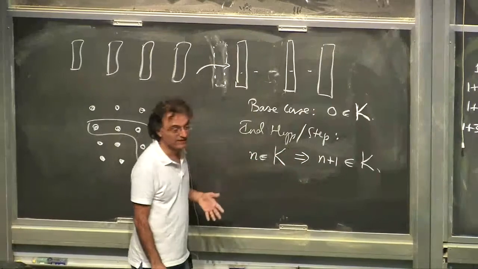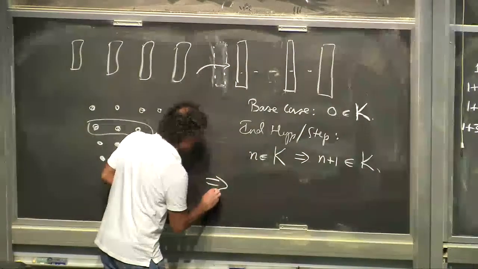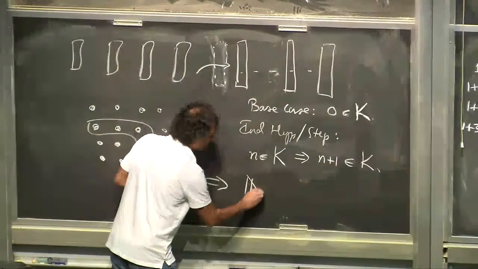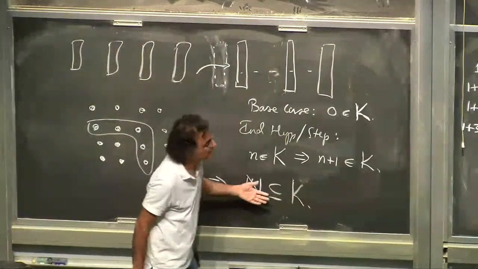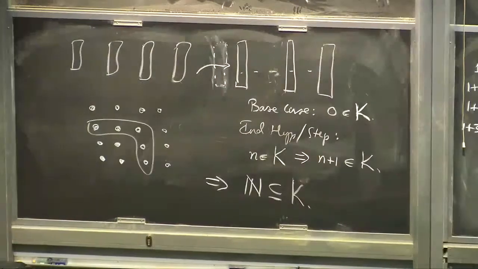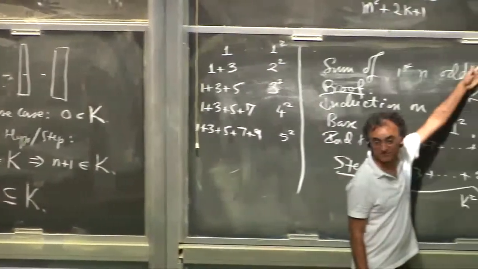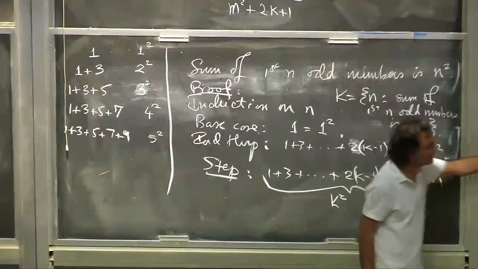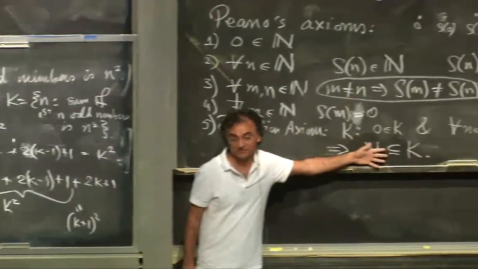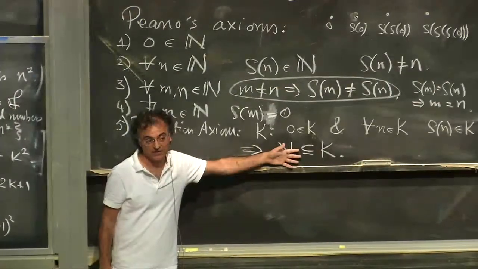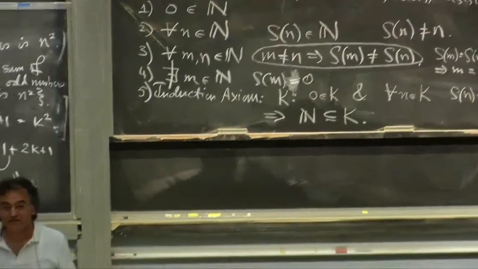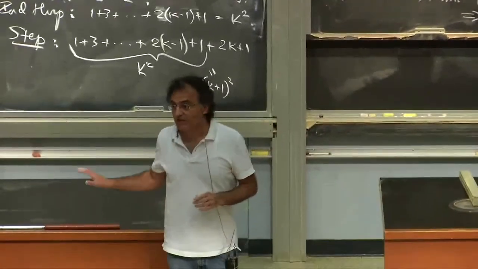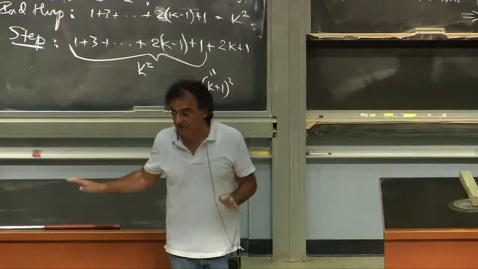And now what we're saying is this implies that N, all the natural numbers, are a subset of K, meaning that the statement holds for every natural number. Right? It's just the induction axiom. Okay? So this is what we are doing behind the scenes. Don't worry if you didn't understand this. It's okay. You don't have to understand this.